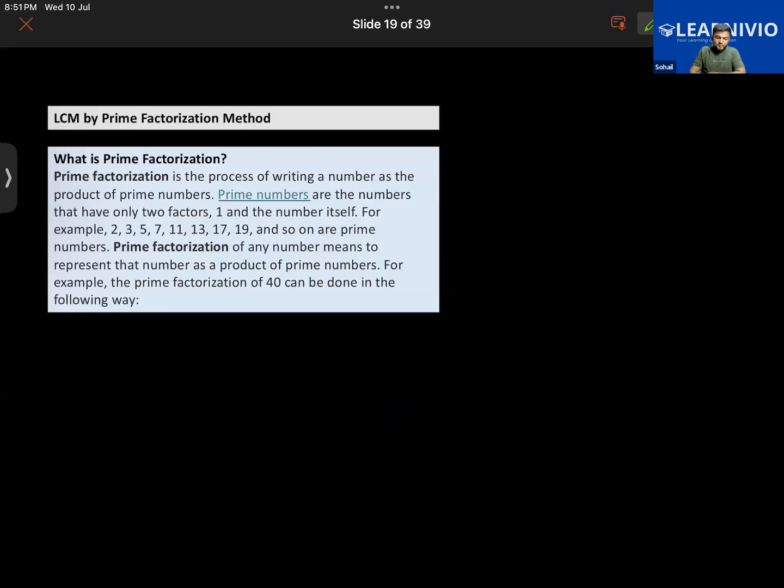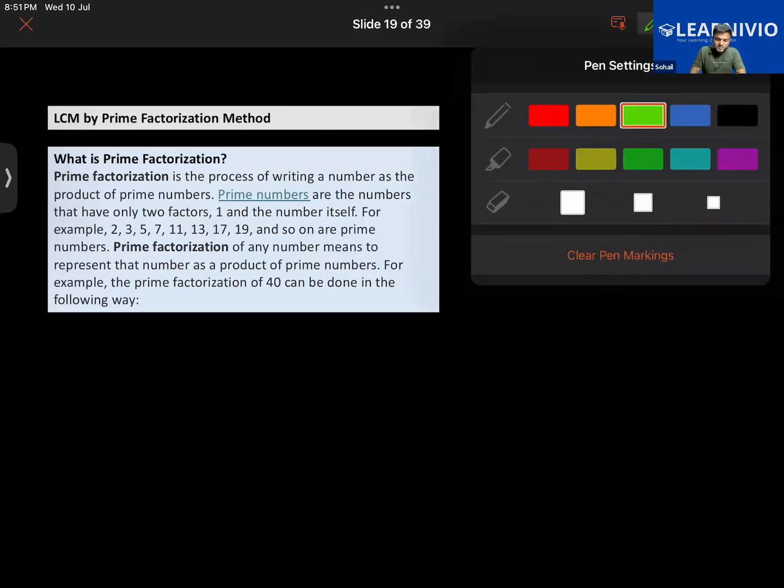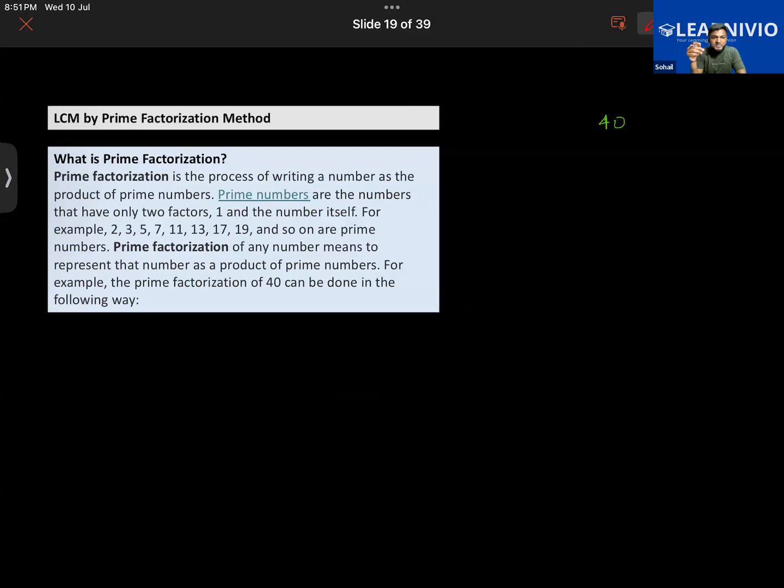Like for example, we have a number 40. Prime factorization says that here you would be writing the given number 40 as the product of prime numbers. We could have written 40 as 10 times 4, but are 10 and 4 prime numbers? Obviously, no, they are not prime numbers. So we have to show it as the product of prime numbers. You understood what we're trying to do? Okay. So prime factorization can be done in the following way.